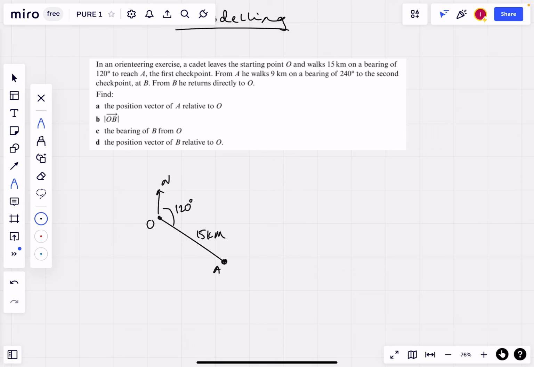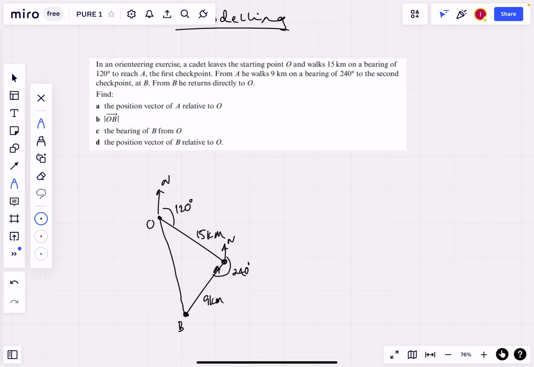From A, he walks 9 kilometers on a bearing of 240 degrees to the second checkpoint B. So again, we draw north, 240, something like that. Draw the line, gets to B, that's 9 kilometers. From B, he returns directly to O. So something like that. Okay, cool.